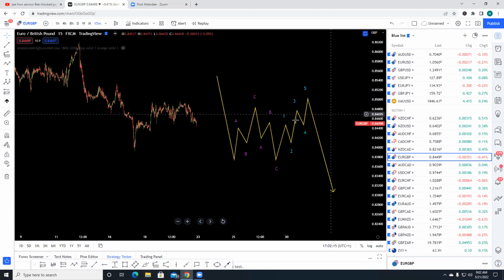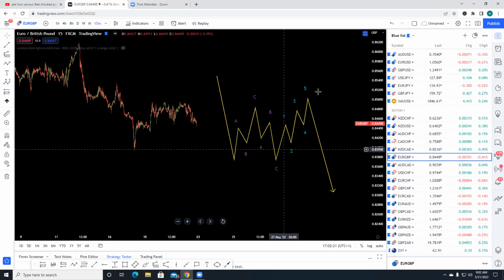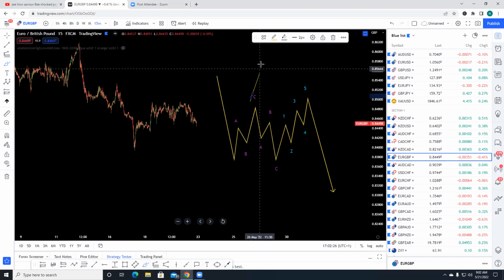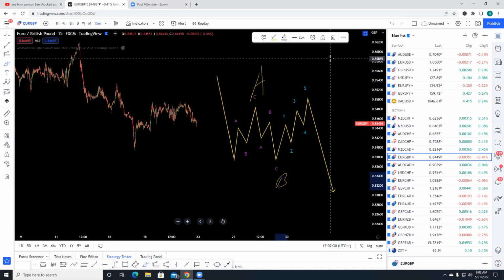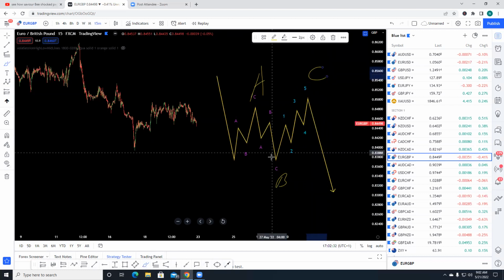In any flat corrective structure, the end of the wave must be an impulse. Get it very clearly, guys. The last wave C must be an impulse. This is wave A. These 3 waves down is wave B, and then this 5 waves up is wave C. So this must always be an impulse. So that is the structure of a flat corrective structure.